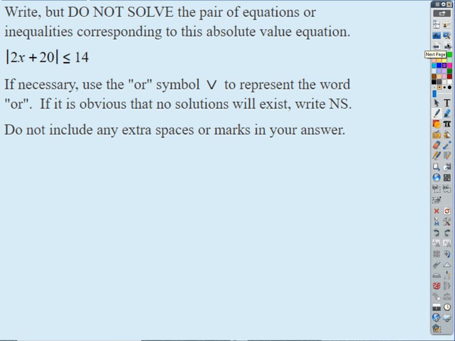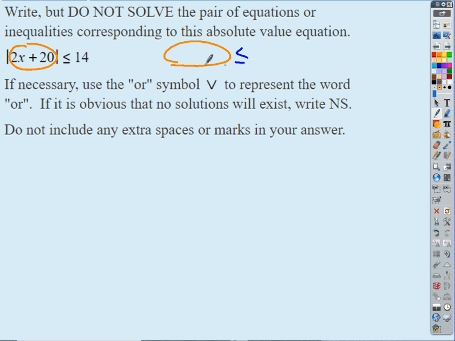So is this going to be "and" or "or"? "And." Everybody agree? Okay, it's an "and" because I have an absolute value that's less than a number. So let's see if we can do this here. So I'm going to write an "and" inequality. What do I do with the 2x plus 20? Got to go in the middle. Okay, so whatever's inside the absolute values goes in the middle. And it's going to be what? It's an "and." What do you think?